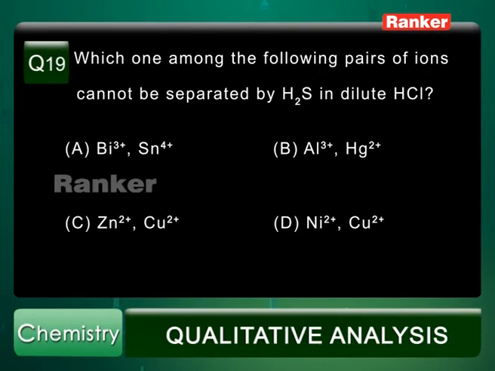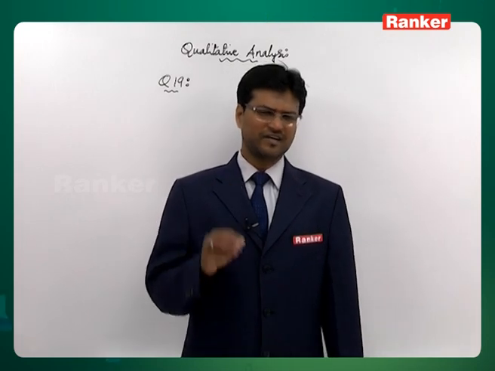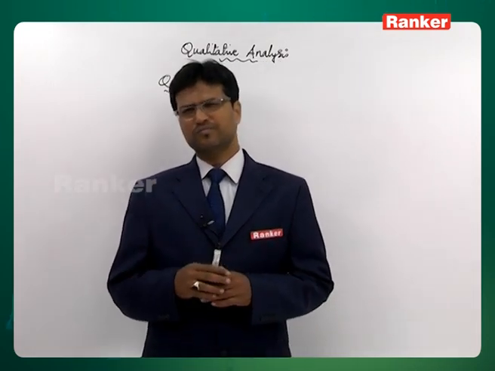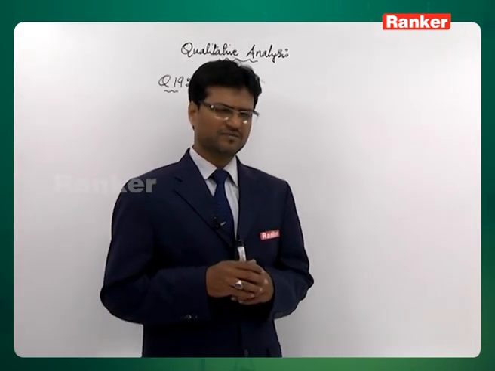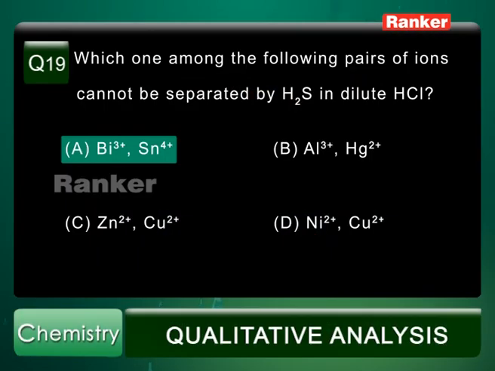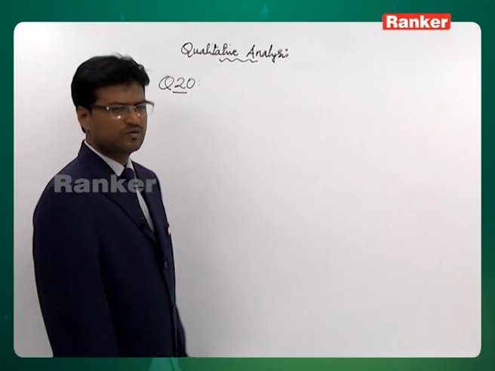Question number 19. Which one of the following pairs of ions cannot be separated by H2S in dilute HCl? Look at the options. A, Bi3+ Sn4+, B, Al3+ Hg2+, C, Zn2+ Cu2+ and D, Ni2+ Cu2+. The correct answer is A, Bi3+ Sn4+, because both bismuth 3+ and Sn4+ belong to group 2 and both will get precipitated as their sulphides. So, they cannot be separated, both belong to the same group. Answer is A.